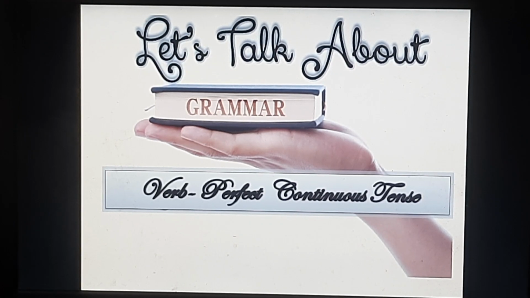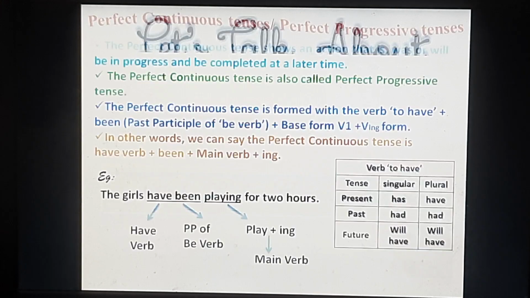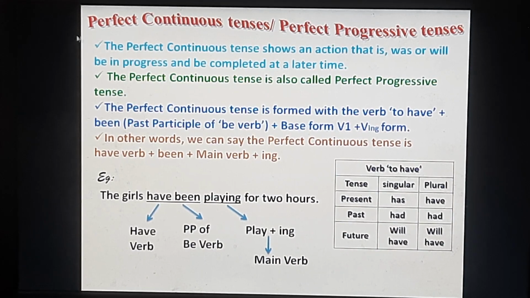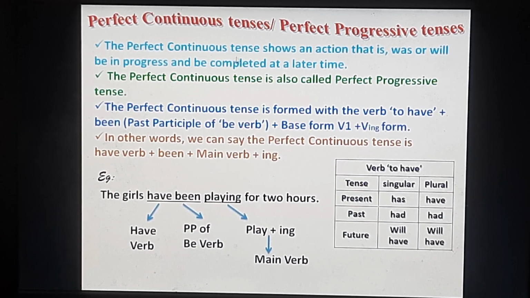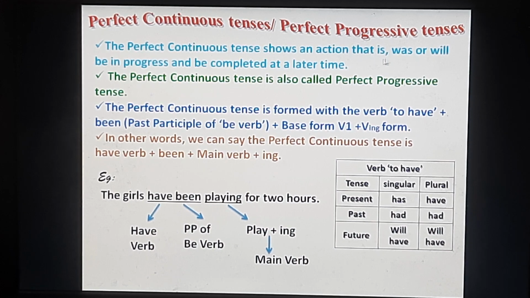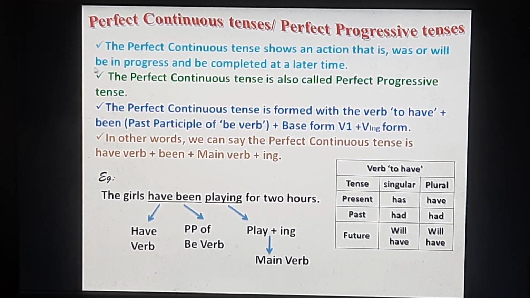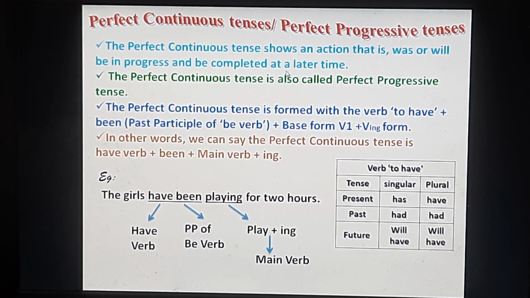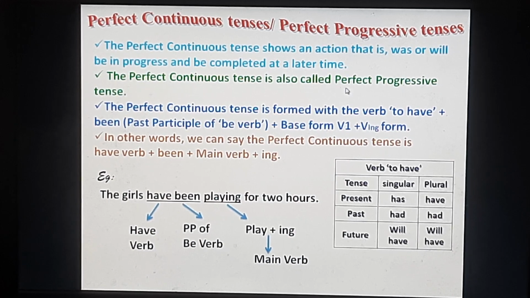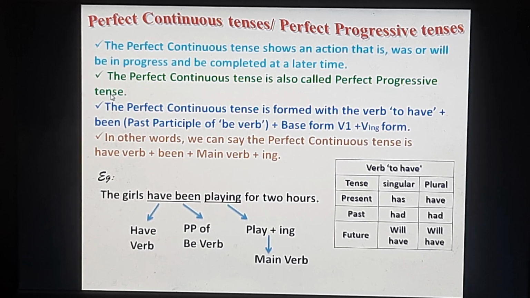Today we shall learn about perfect continuous tense. So, perfect continuous tense, or it is also called perfect progressive tense. It shows an action that is in progress in the present tense, was in the past tense, or will be in the future tense, and will be completed at a later time. The perfect continuous tense is also called perfect progressive tense.